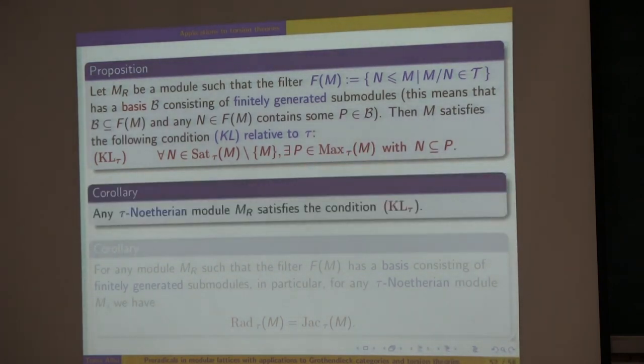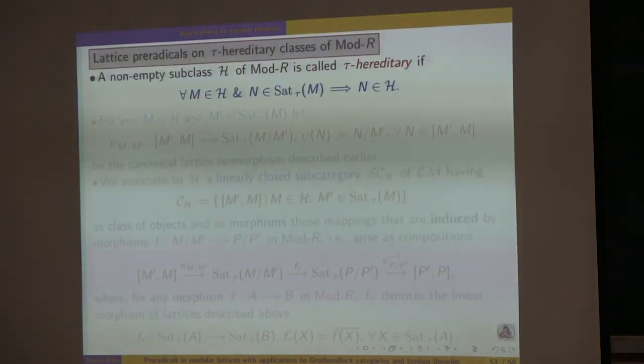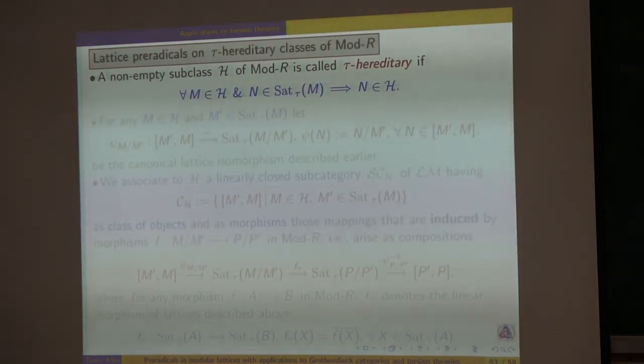And we have the following corollary. Any tau return module satisfies the condition. Cool lemma subtau. And the corollary for any module M, such that it has a basis quantity of finite degenerate modules, then we have this property. Okay, this is two things.